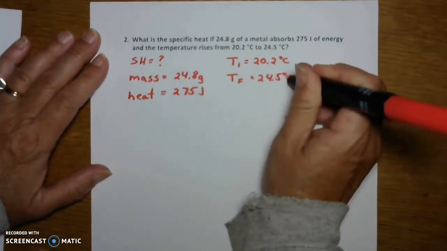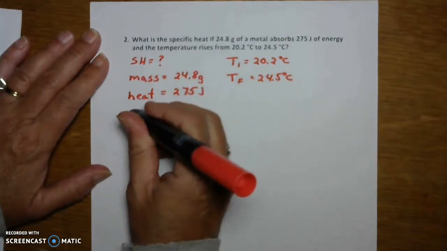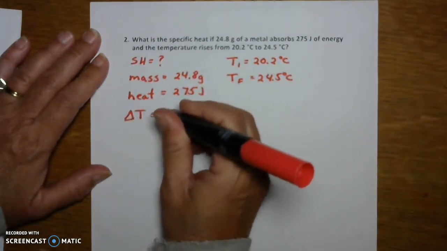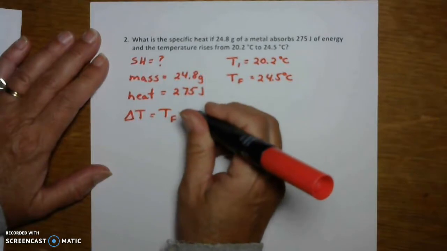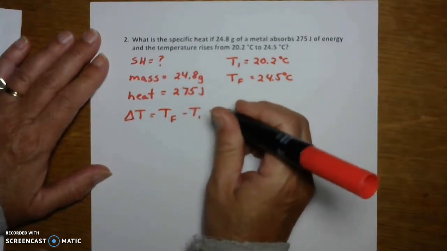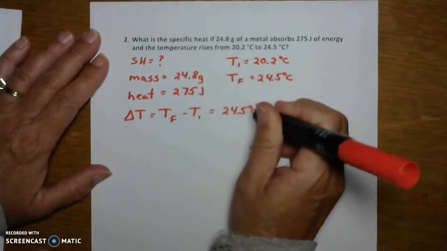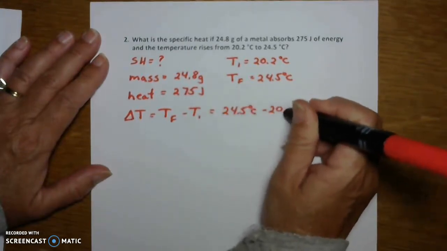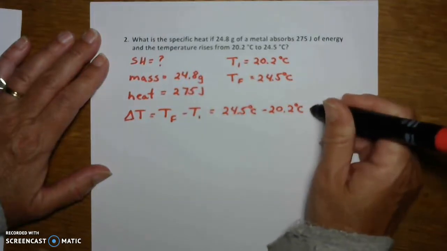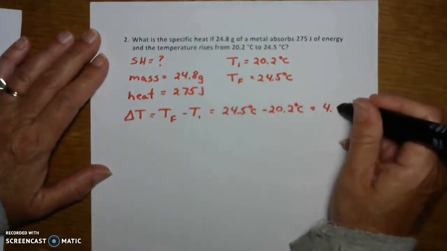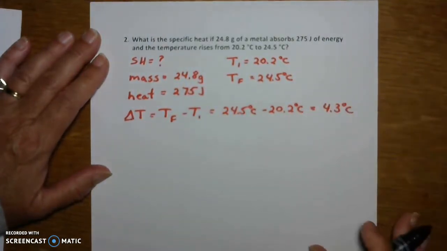24.5 degrees Celsius. So let's first get the change in temperature, which is equal to the final temperature minus the initial temperature. So we've got 24.5 degrees Celsius minus 20.2 degrees Celsius, and that's equal to 4.3 degrees Celsius.